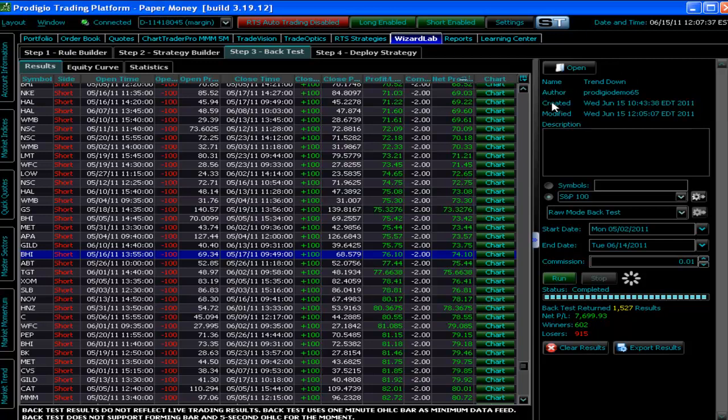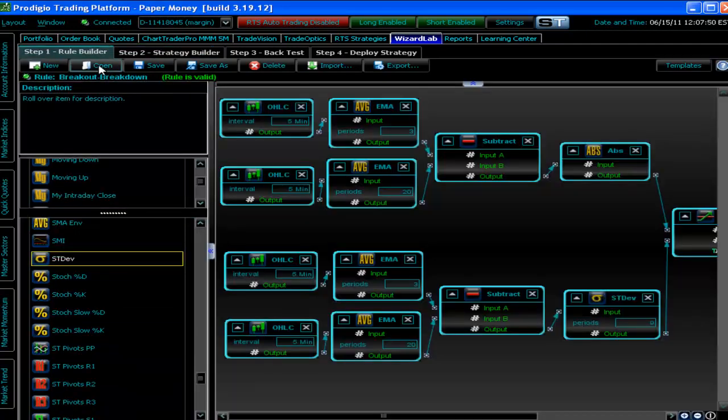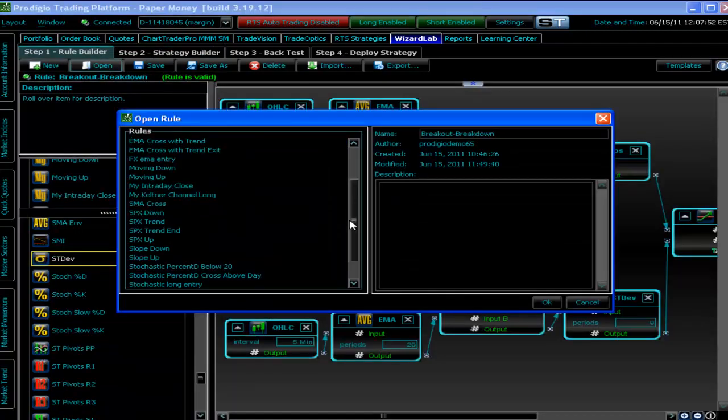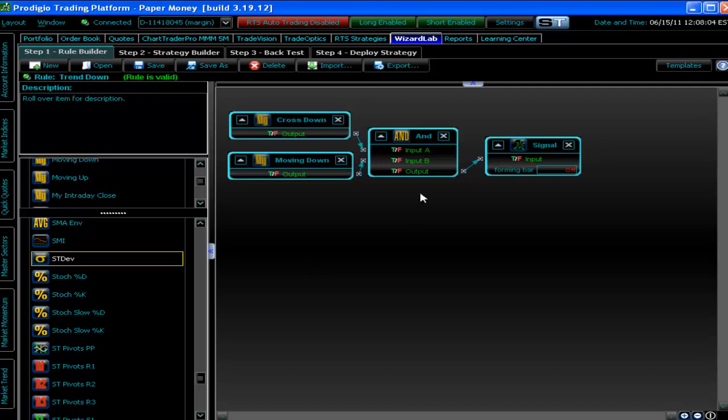Well, before I get into that, let me show you the basics of what this is actually doing. And again, I want to stress, this is very simple. So my strategy builder, it says that I have this trend down scanning rule. If I go into step 1, the rule builder, let me open up that trend down scanning rule. Now you'll notice what I have here looks very simple, and that's because I have what I refer to as a combined rule or a chained rule. In other words, this rule is nothing more than the concatenation of 2 other rules that I had previously saved.